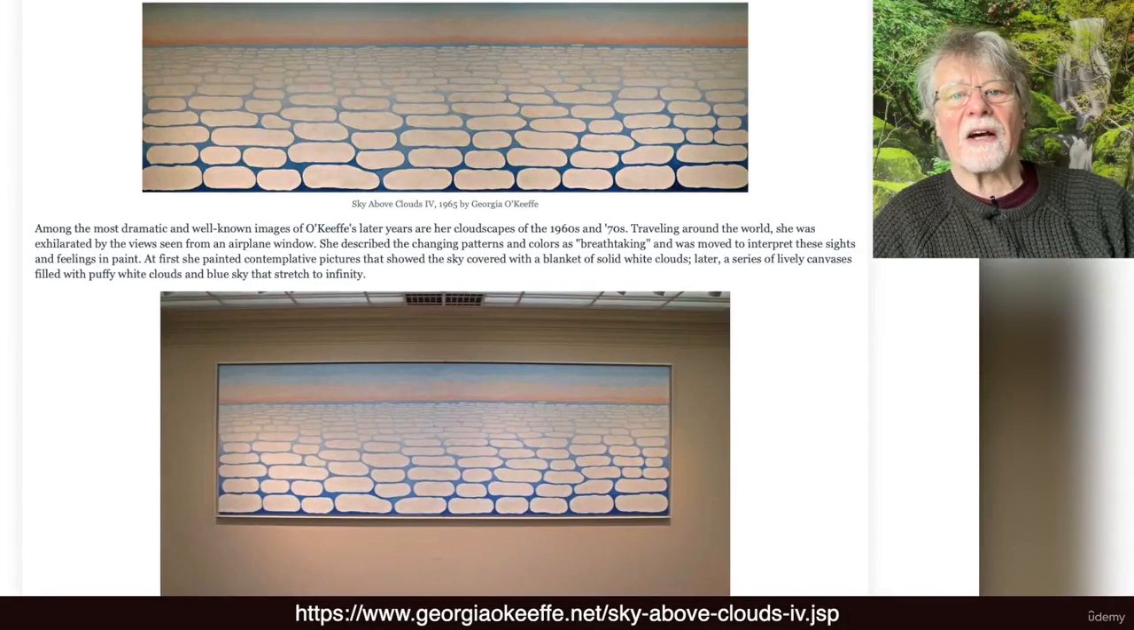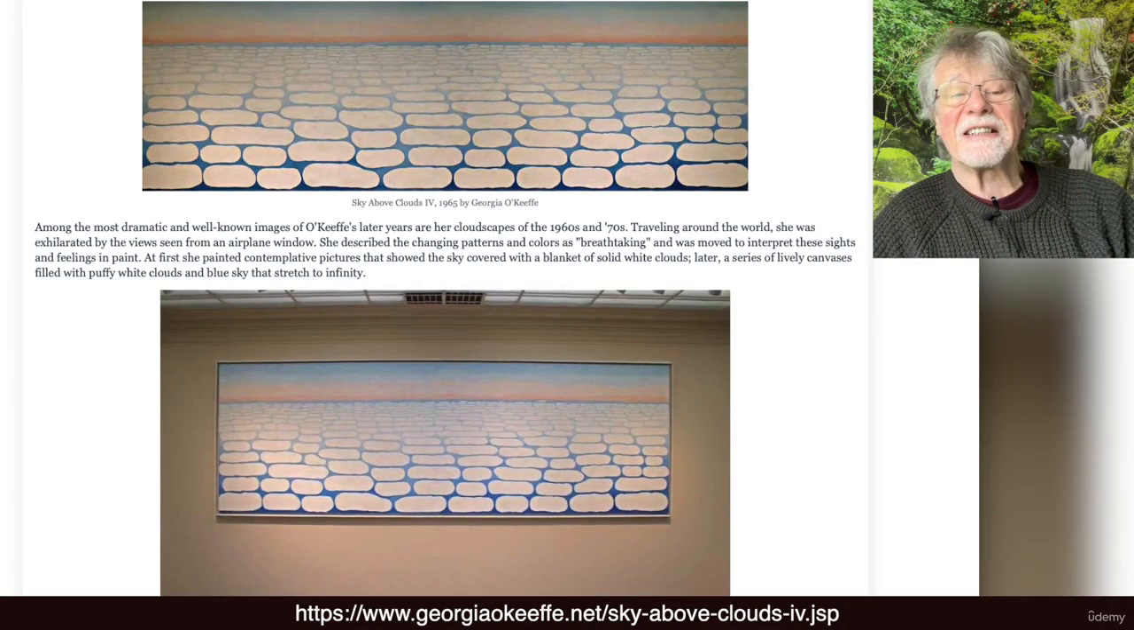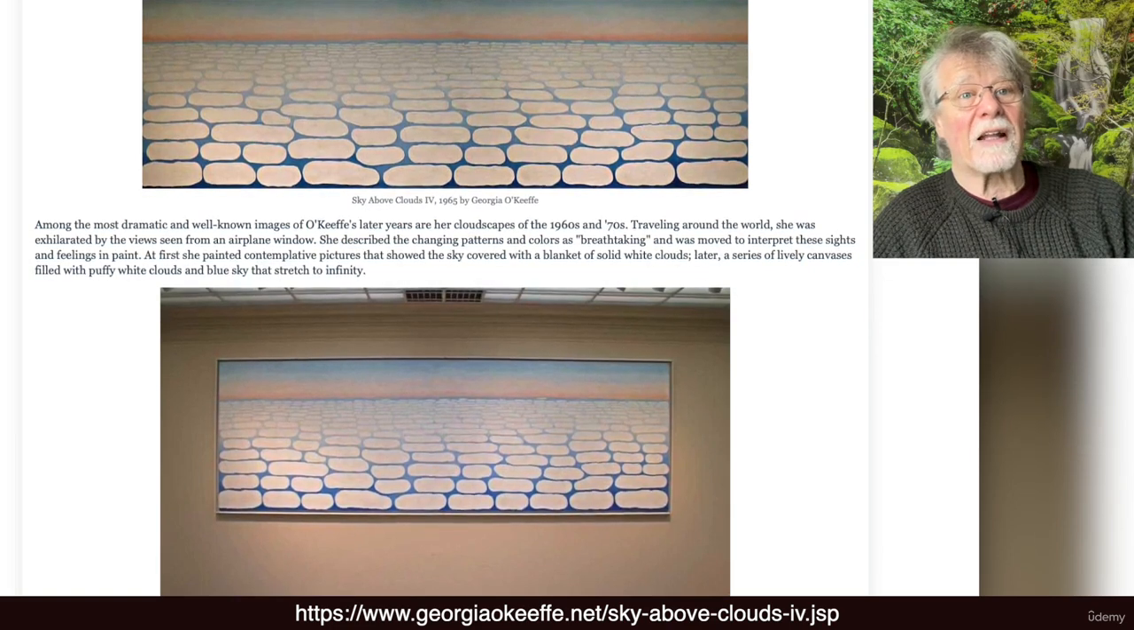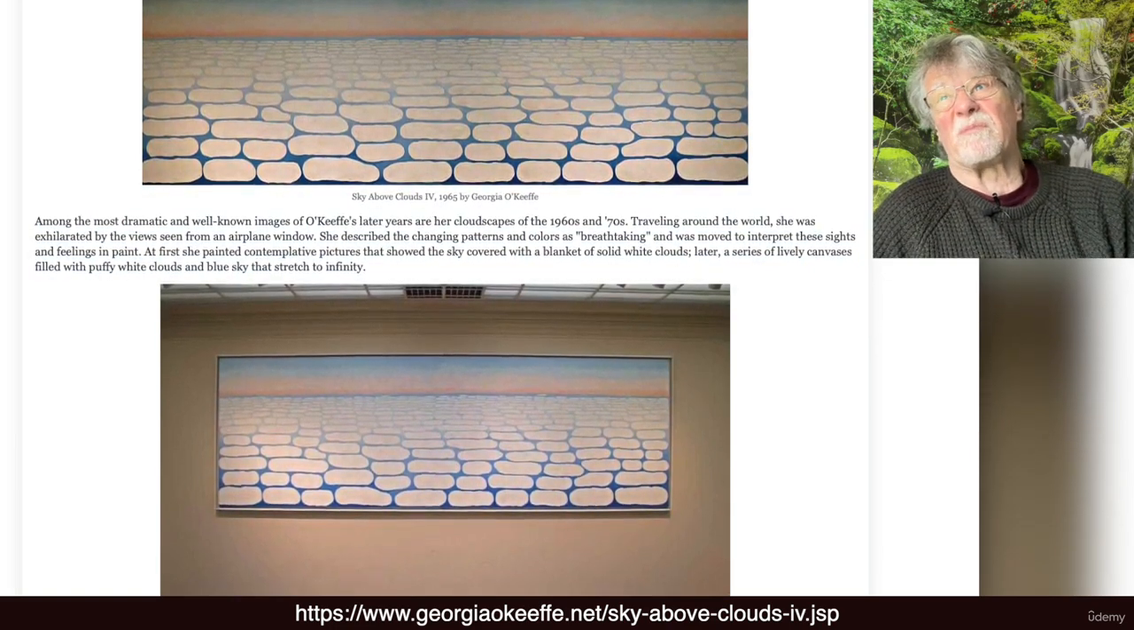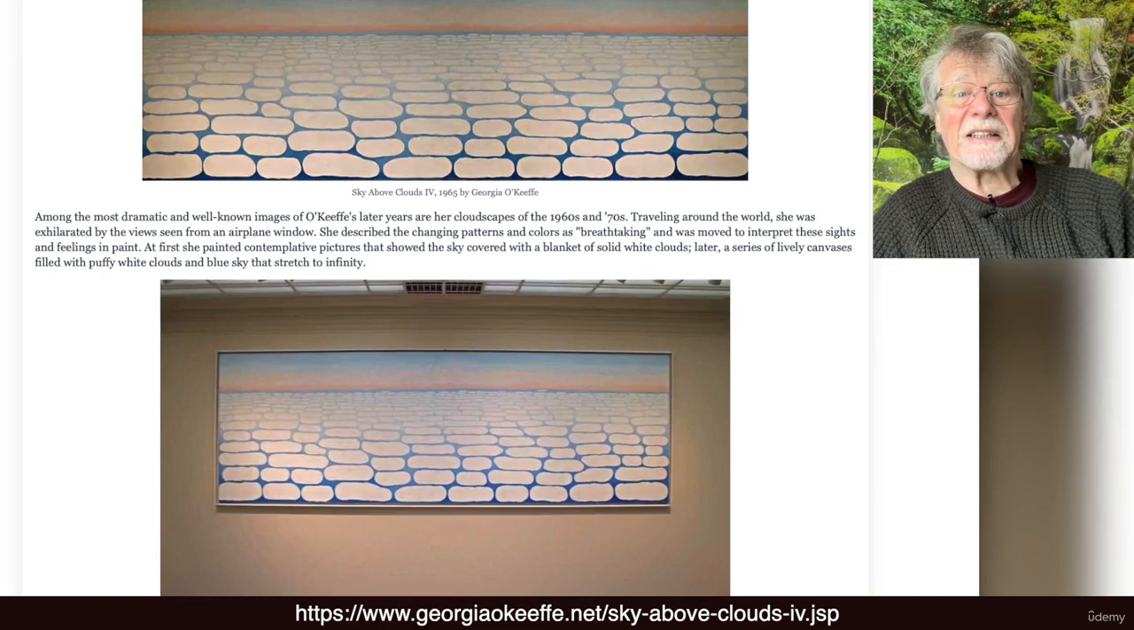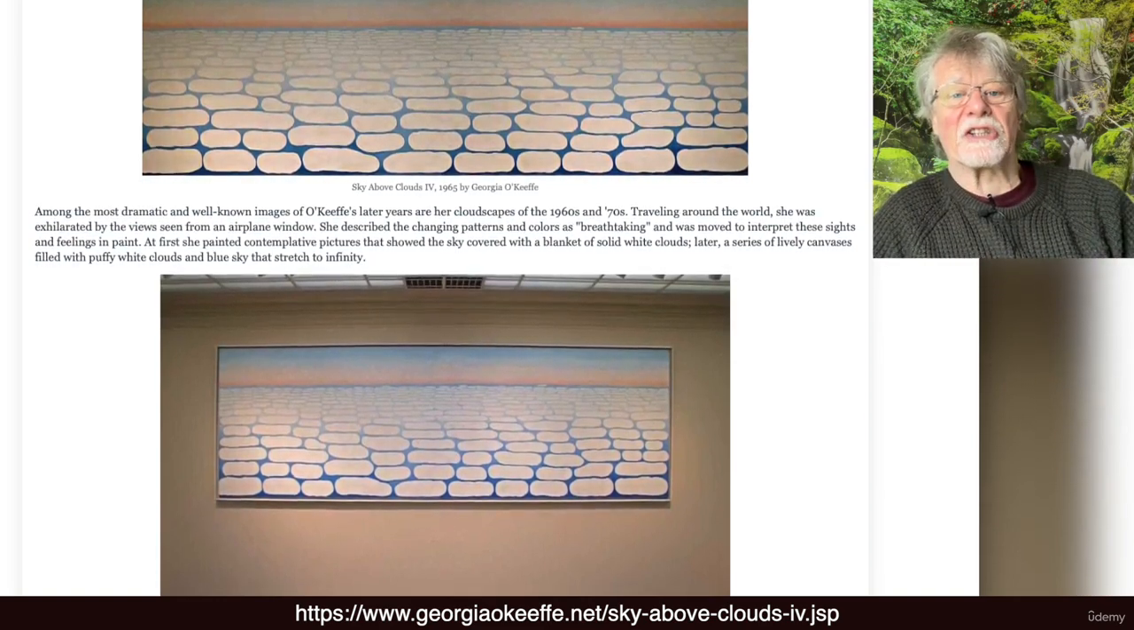There's Georgia O'Keeffe, Sky Above Clouds 4. That was painted in 1965, not that long ago. What are we talking about? 59, 60 years, depending on when you see this lecture.